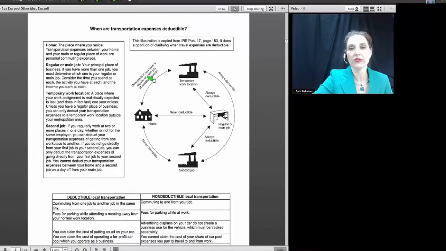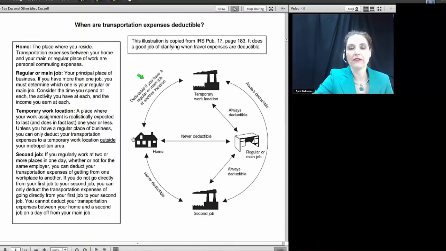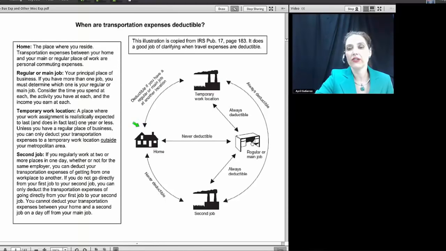So this chart that I'm showing you on the screen right here comes directly from IRS Pub 17. I'm just going to zoom in a little on it so you can see it better. It's really the perfect way to establish whether or not the distance that you are driving is deductible or not. And the IRS says start at your home and look at your regular main job.